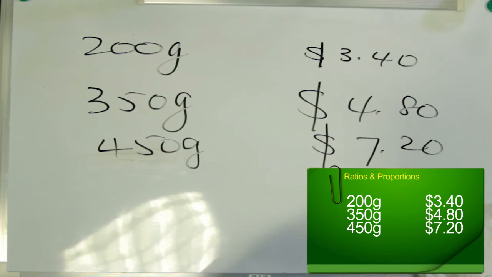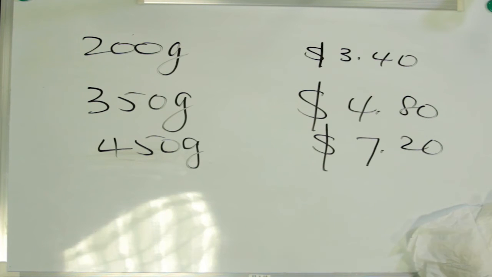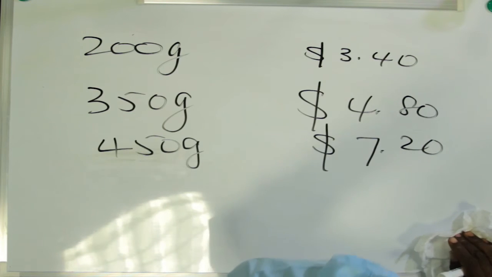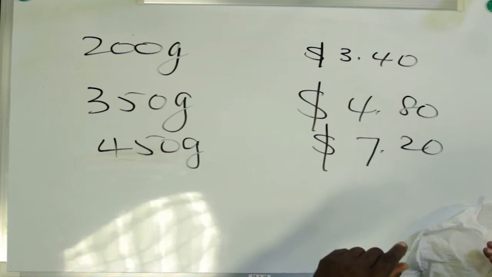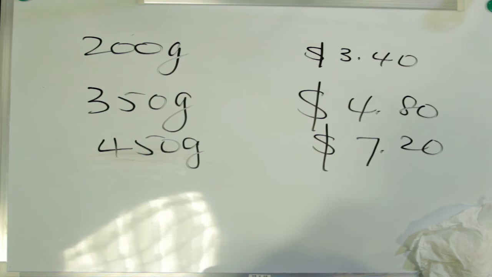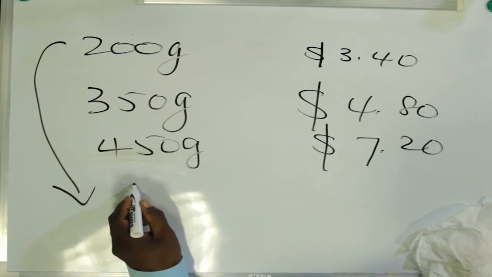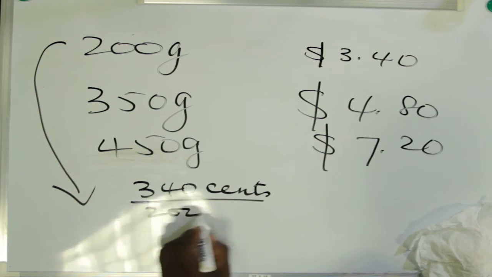She is only interested in shopping in a smart way to get the best value for her money. What she needs to do in a situation like this is to find out how much each gram within each container would cost. Find out the cost of a single gram for each container. Let's take the first container. The first container, each gram will cost 340 cents divided by 200.